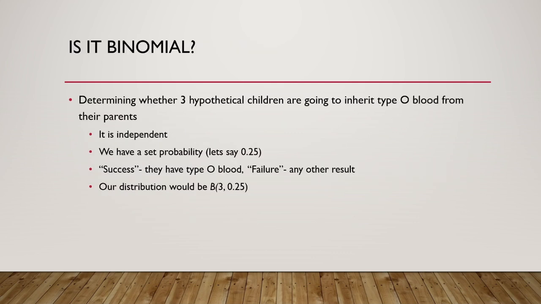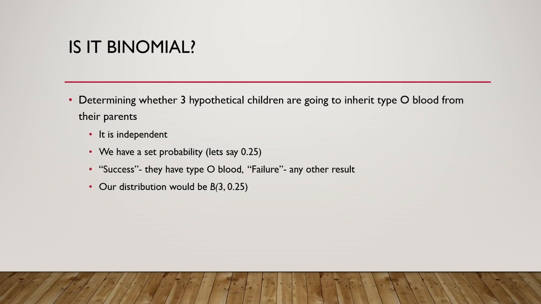So let's think about this. Is this binomial? Let's look at a hypothetical example of parents that are planning to have 3 children. We want to see whether or not their kids are going to inherit type O blood from their parents. This is independent. Whether or not one child has a specific blood type doesn't determine whether or not another child has a specific blood type.